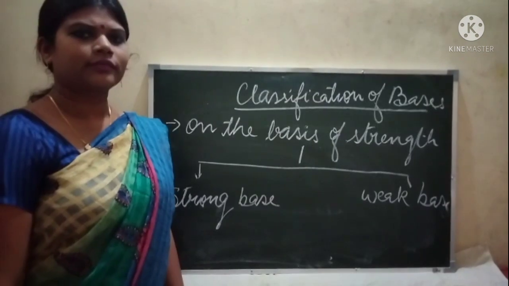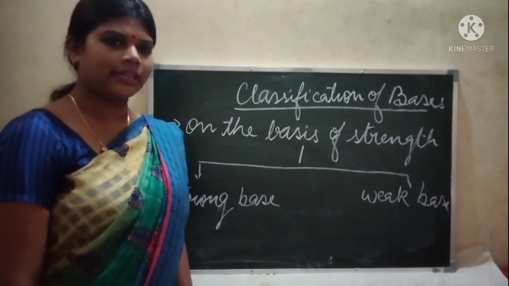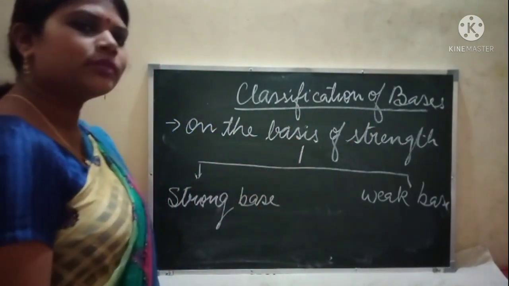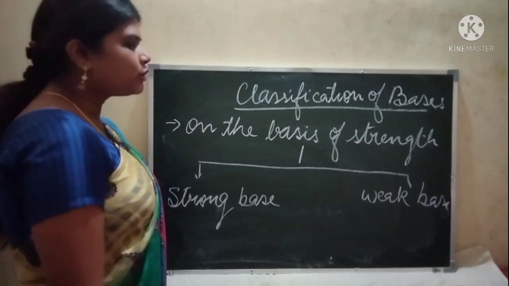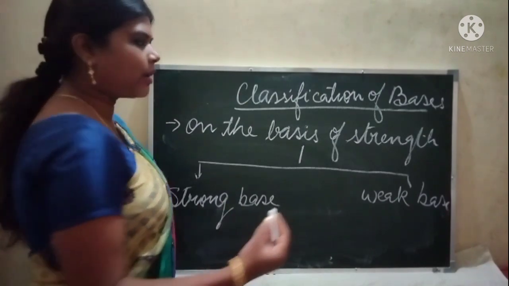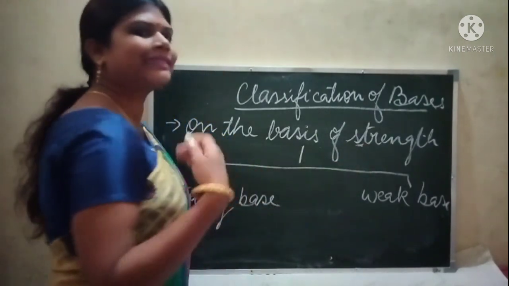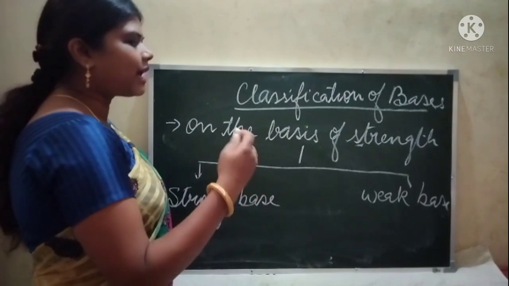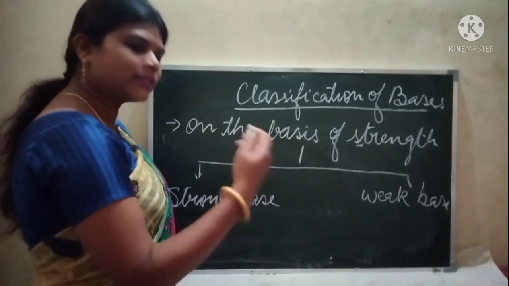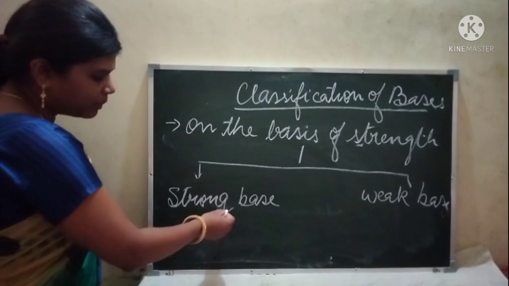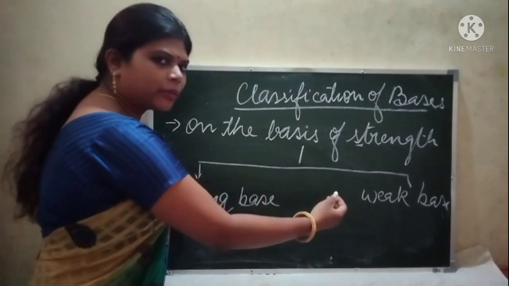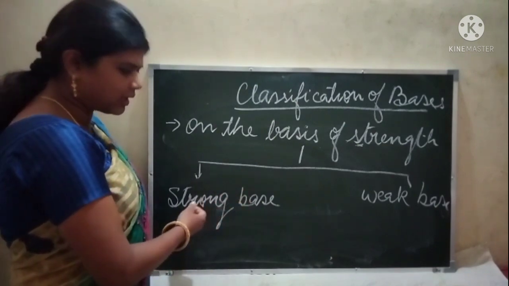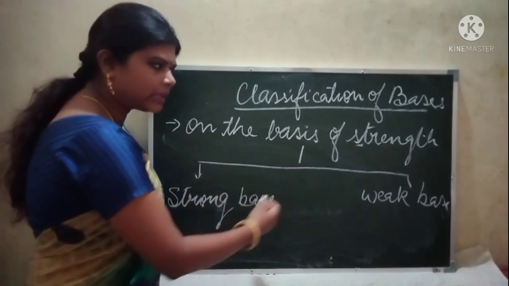Now the next topic we have to study in this video is classification of bases. The classification is done on the basis of strength. The bases are classified on the basis of their strength. So the bases can be strong base or weak base. That means the classification is done on the criteria of their strength, that is strong base or weak base.